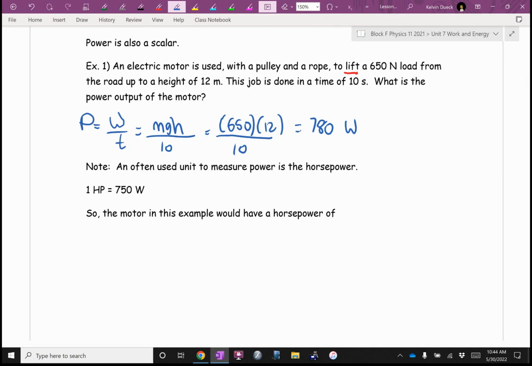There is another unit for power. It was invented by James Watt. It's stupid, but it's still used. It's the horsepower. 1 horsepower is about 750 watts. You don't need to memorize that. I'll give you the conversion factor if you need it. If you're being fussy, I think it's 749.8. It's 750, close enough. So the motor in this example would have a horsepower of a little more than 1, but I'd like to be more specific.